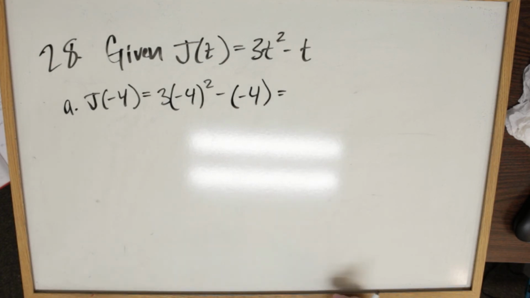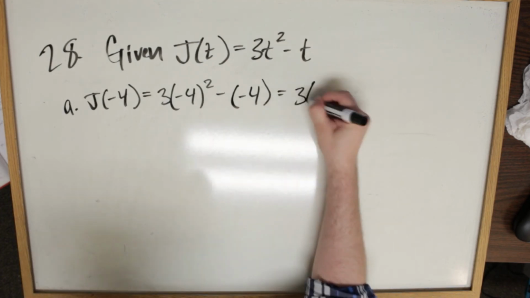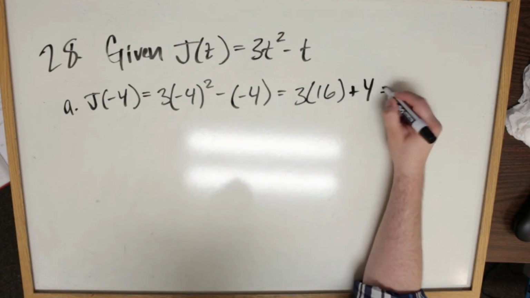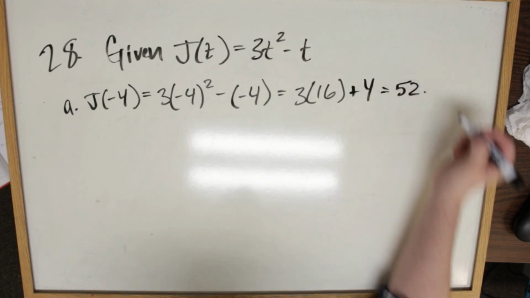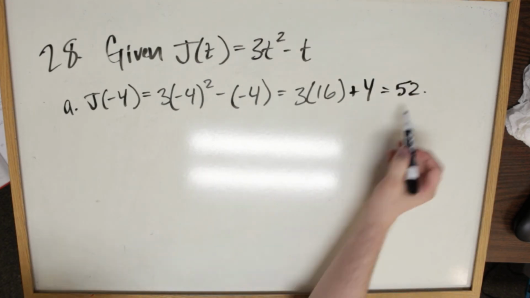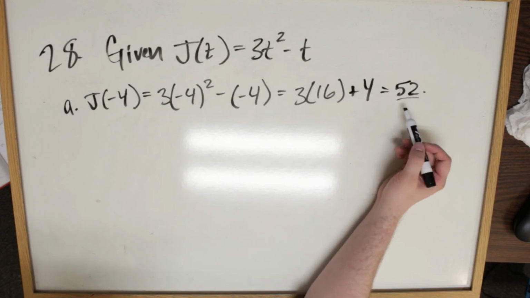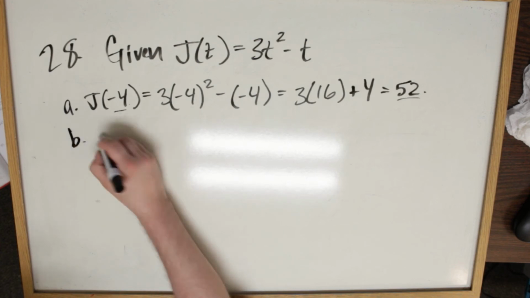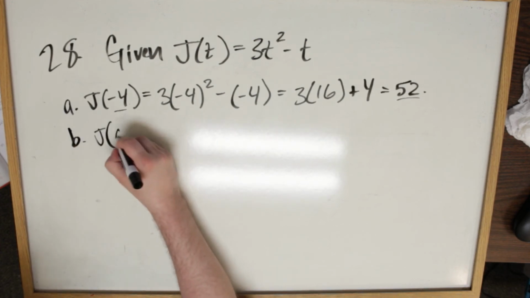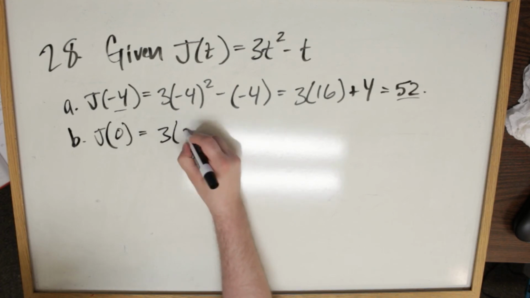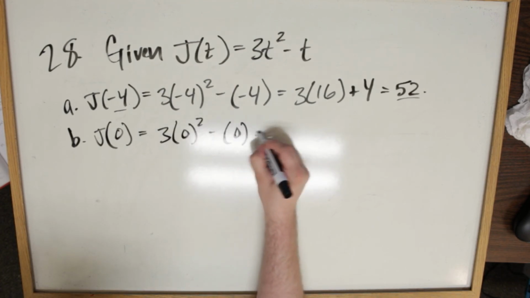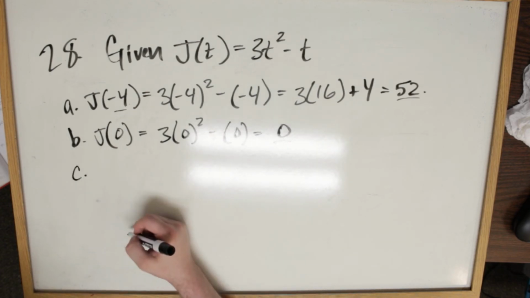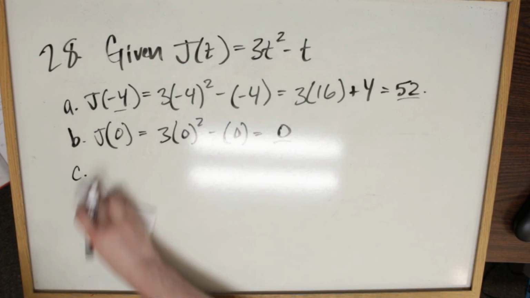This is going to be equal to 3 times 16 plus 4, which is equal to 52. You can think of this again as a y value. My x value is minus 4, my y value is going to be 52. Part B, j of 0. That one should be easy. 3 times 0 squared minus 0 is equal to 0. Nice. Part C, you know what? I'm going to skip this one. I think I skipped this one when I wrote the notes out.